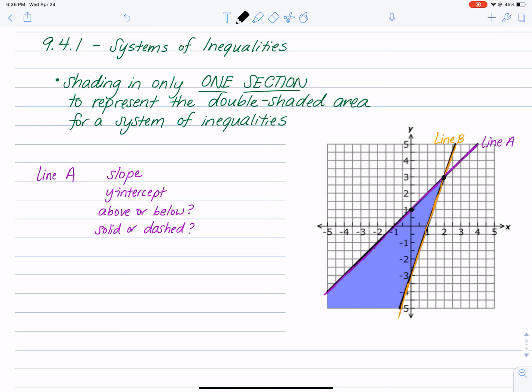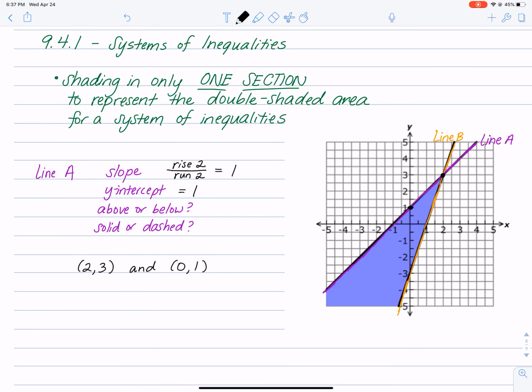which would be the coordinates (2, 3) and (0, 1). Now, I could sketch my slope over here. It looks like I'm rising 2, and then I'm also running 2. So rise 2 divided by run 2, and therefore I am going to erase that from my picture, therefore my slope would equal 1. Now for my y-intercept, what's really convenient is that it's already plotted for me. The y-intercept is also 1.